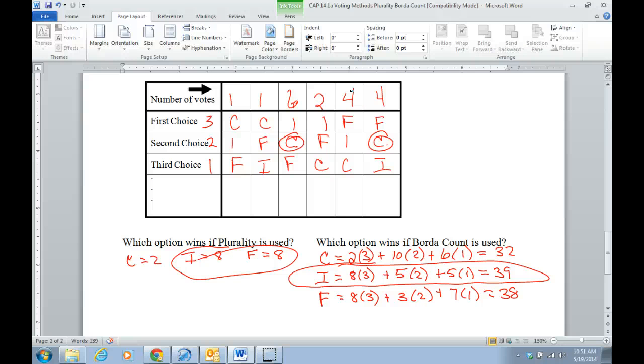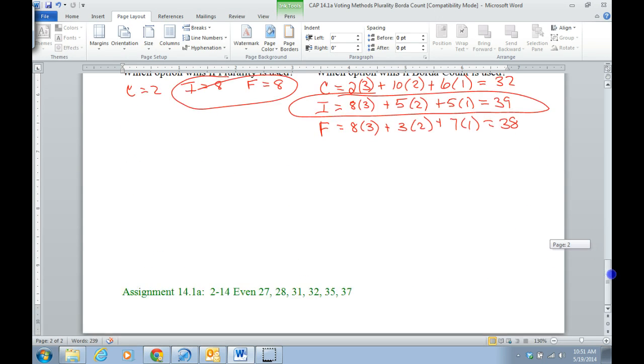All right, so your assignment for today, if you look at the bottom of your sheet, it has it on there, but notice that this says 2 through 14 even. Make that 2 through 12. Okay? Because number 14 is actually something for tomorrow. Okay?